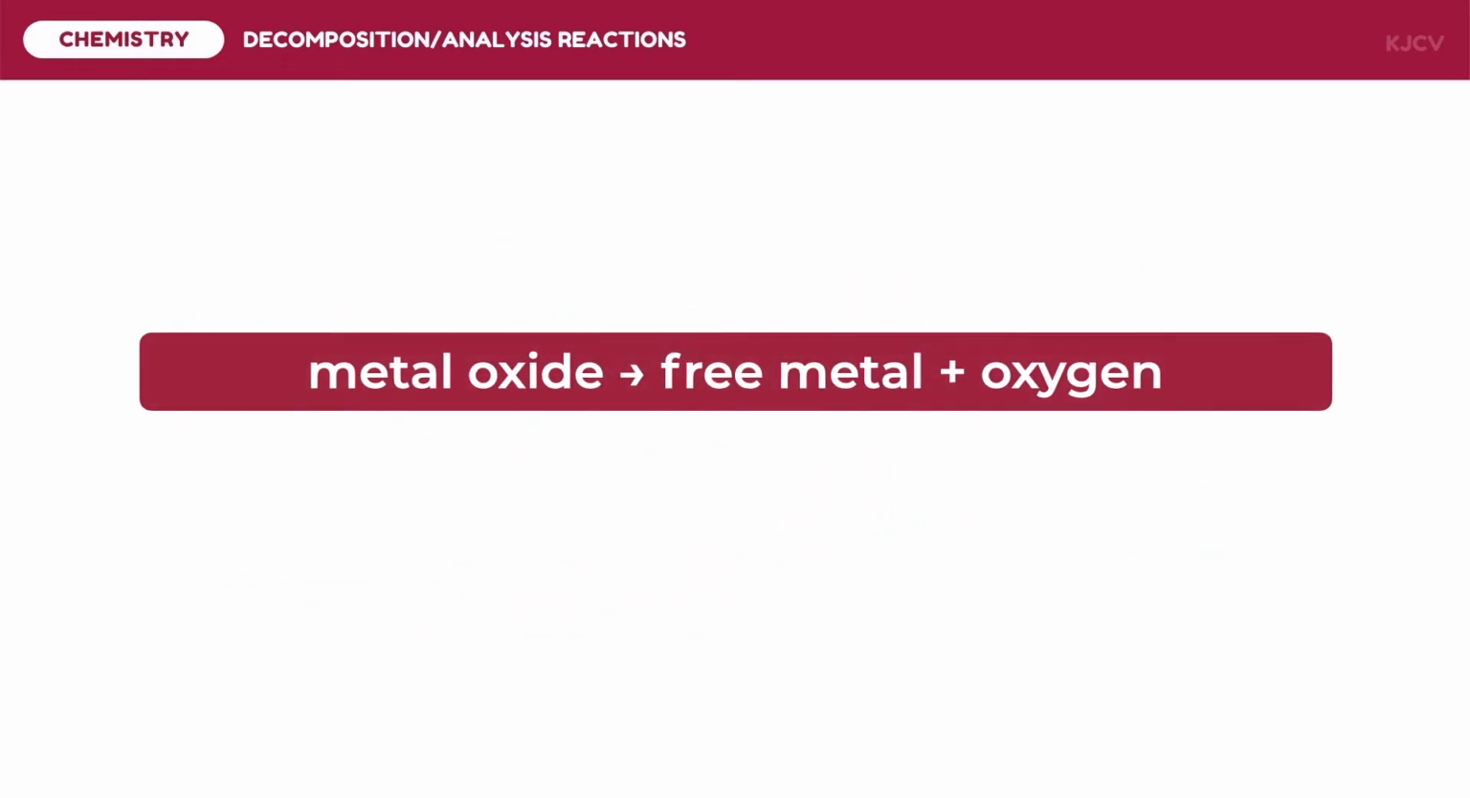For the third decomposition reaction, we have the decomposition of metal oxides. Metal oxides are products of metal cations and the oxide ion with a charge of negative 2. The two products of these reactions are a free metal and the diatomic oxygen molecule. In this decomposition reaction, we do not write any charge for the metal in the product since it will be a free element.